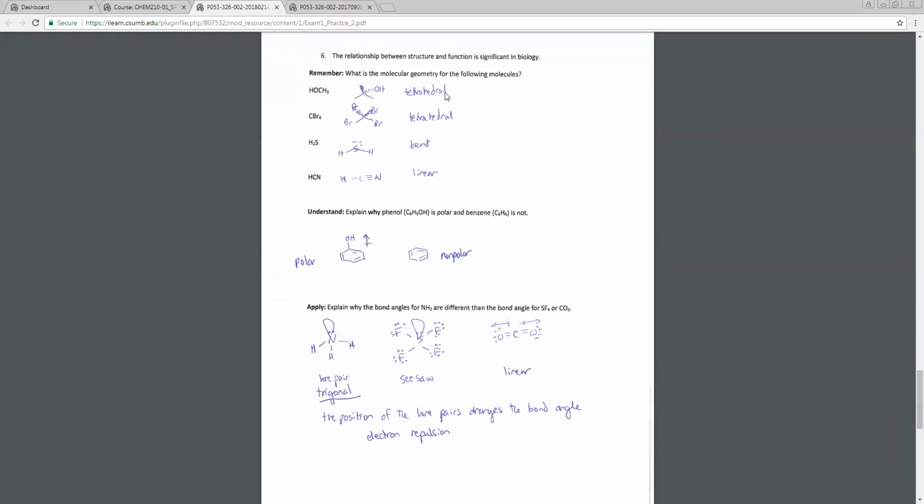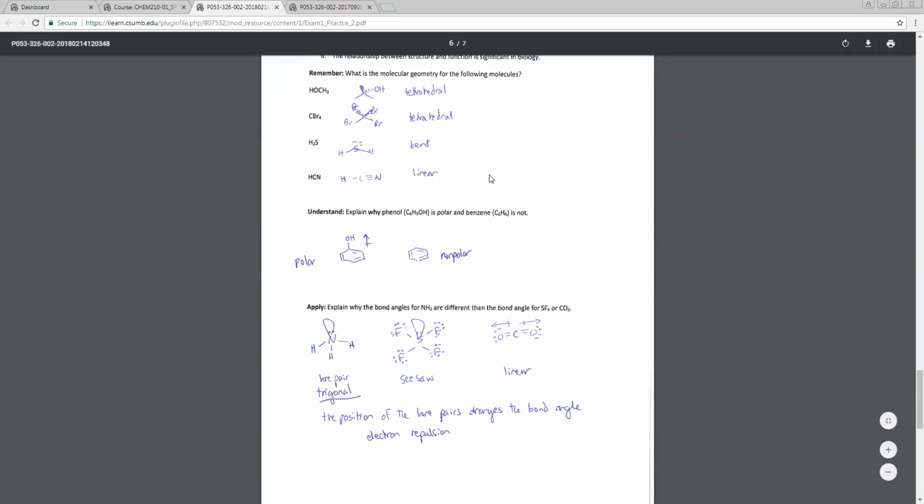Structure and function, so tetrahedral, tetrahedral, bent, and linear. Remember, you'll have access to your ideal and molecular geometry worksheet, so you can do that analysis. Why phenol is polar and benzene is not. So here you have a net bond dipole. Here you have no net bond dipole. And then bond angles are different.